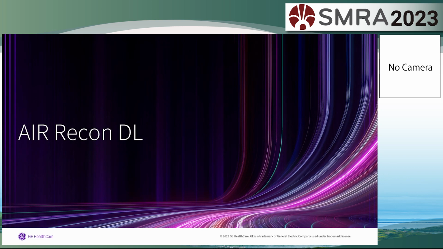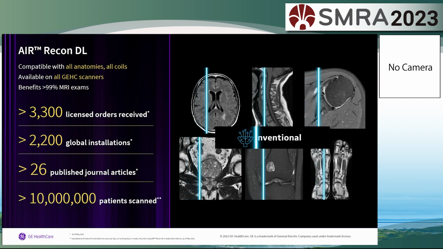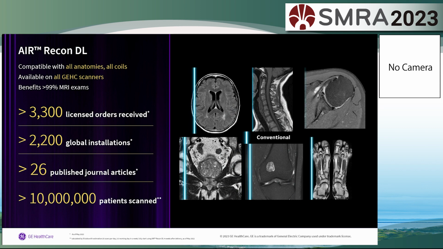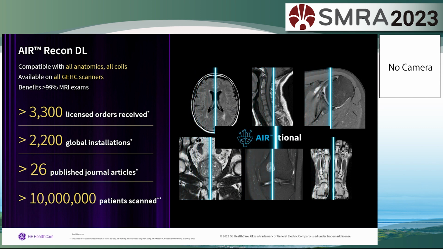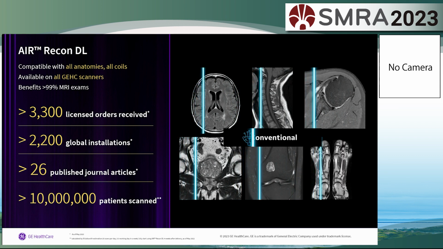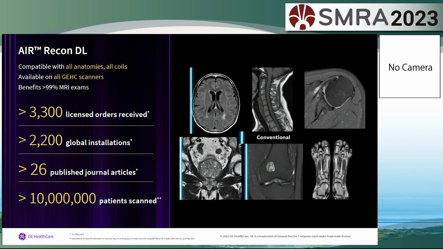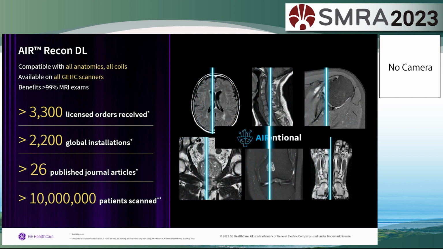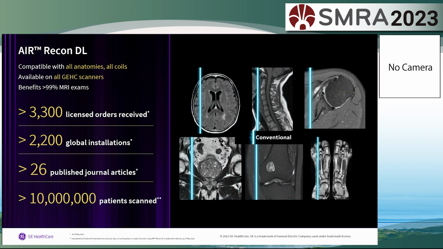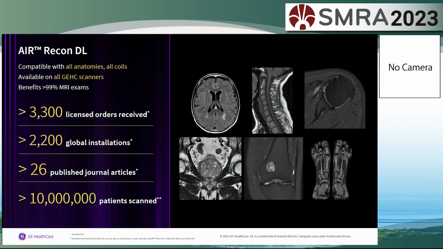The first topic is the AIR Recon DL. We have provided AIR Recon DL in our product application, which is our deep learning-based reconstruction compatible with all anatomies and also available on all our systems. The right side shows the images with AIR Recon DL. Our AIR Recon DL can improve the SNR and the image sharpness, and also reduce the truncation artifact. So you can see the better images by the AIR Recon DL compared to the conventional reconstruction.